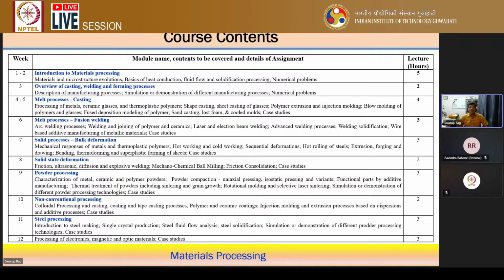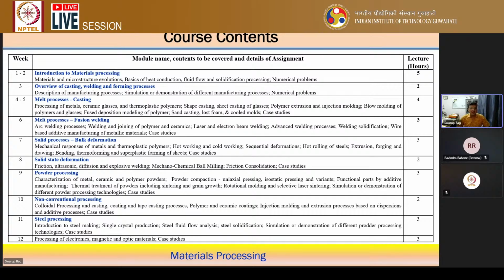Now, if you look into the course structure or course content: introduction to materials processing, then overview of casting, welding and forming processes. Although we are familiar with casting, welding and forming processes, in this case we have also discussed a little deviation from the conventional techniques. Then melt processes, meaning casting and fusion welding. We have tried to explain both metallic and non-metallic materials for the casting and fusion welding processes.